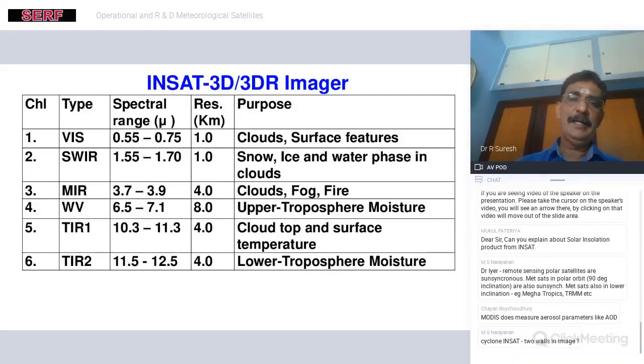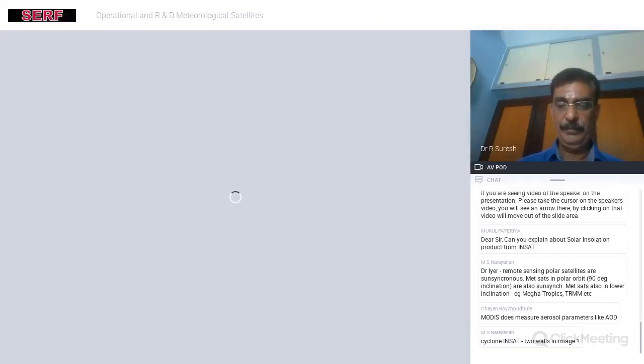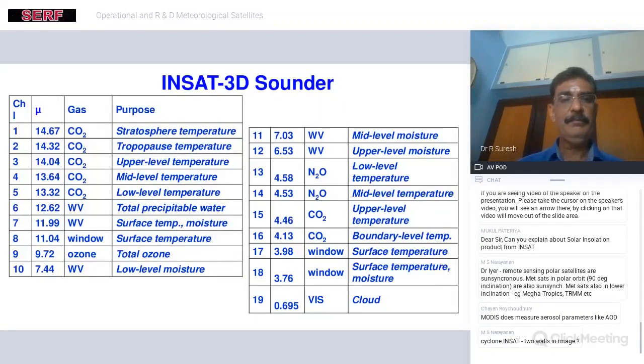And the current day INSAT-3D and 3DR imager carry 6 payloads on the imager. The purpose has been listed over here. The sounders have 19 channels, one in the visible, the last one, similar to HIRS, which has the 20th channel; here it is 19.